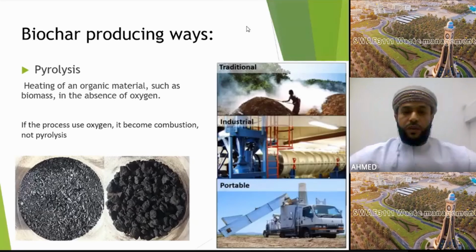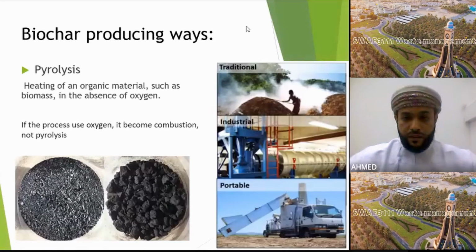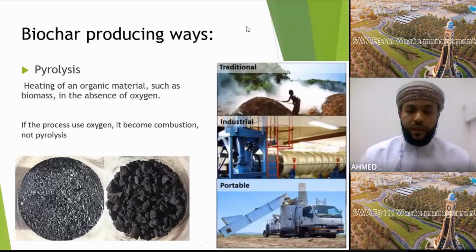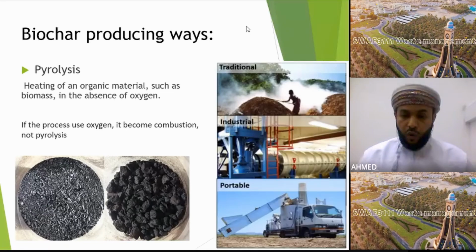There are many different ways to produce biochar by pyrolyzing the biomass. We can use the traditional way by digging a hole in the area, putting the biomass in, burning it, then directly covering the hole to limit the oxygen. Or for large scale we can use a very big machine, in which we can make renewable energy and reuse the heat which comes from the pyrolysis system. And there is also a portable way, by heating and directly returning the biochar to the soil.